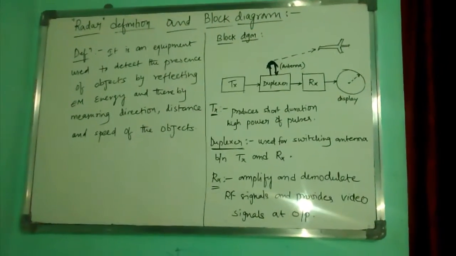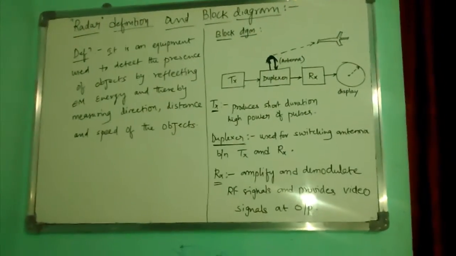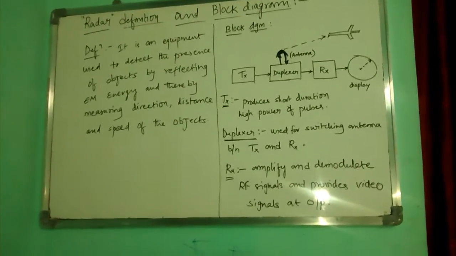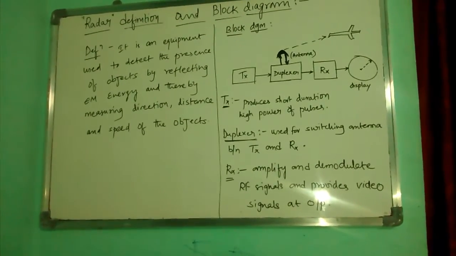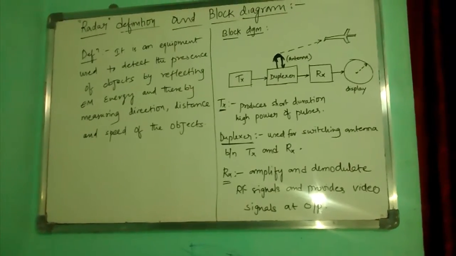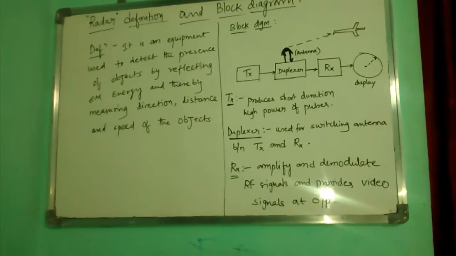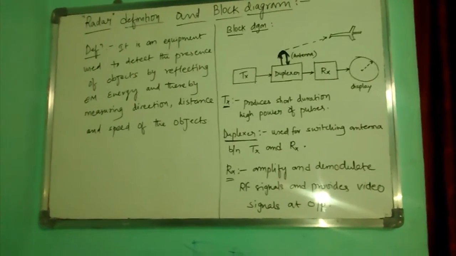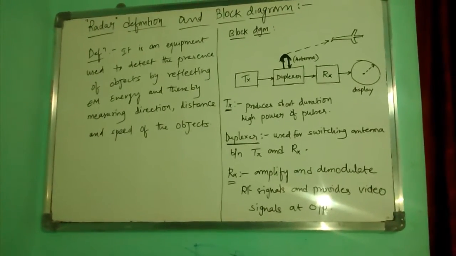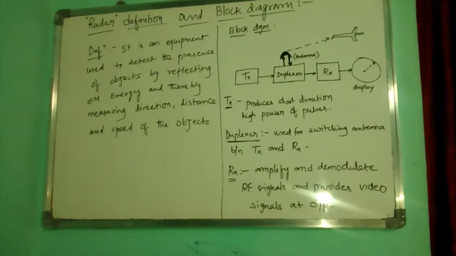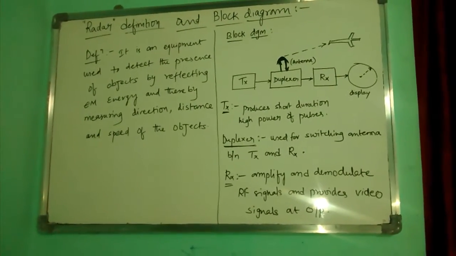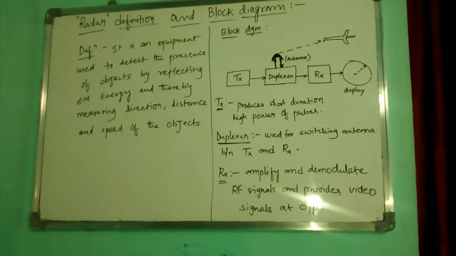Friends, in this video we're going to look at the definition of the radar and a block diagram explanation. The definition of the radar is, as I mentioned on the board, it's an equipment used to detect the presence of objects by reflecting EM energy or EM waves into the space and thereby measuring the direction, distance and speed of the objects.